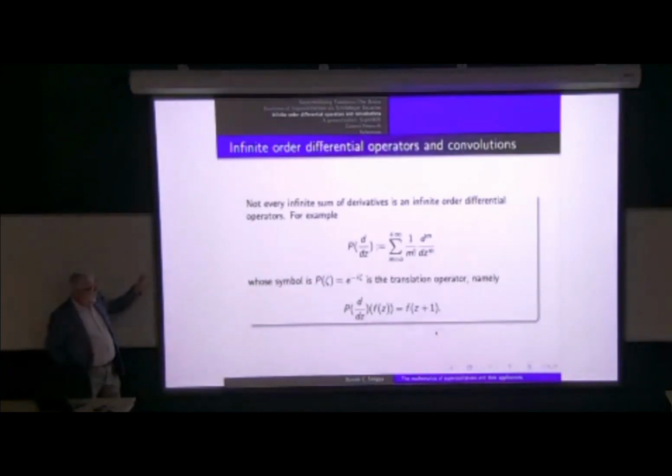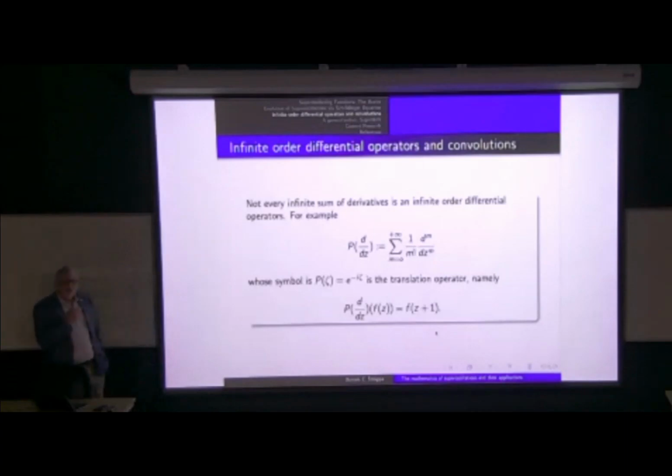So I took a couple of moments on this aspect because sometimes we use the word infinite order differential operator as an abuse of terminology, just to refer to infinite series of derivatives. But we have to remember that in many cases these derivatives don't act on the space, a sheaf homomorphism on germs of holomorphic functions, and this makes everything else a little bit more complicated.